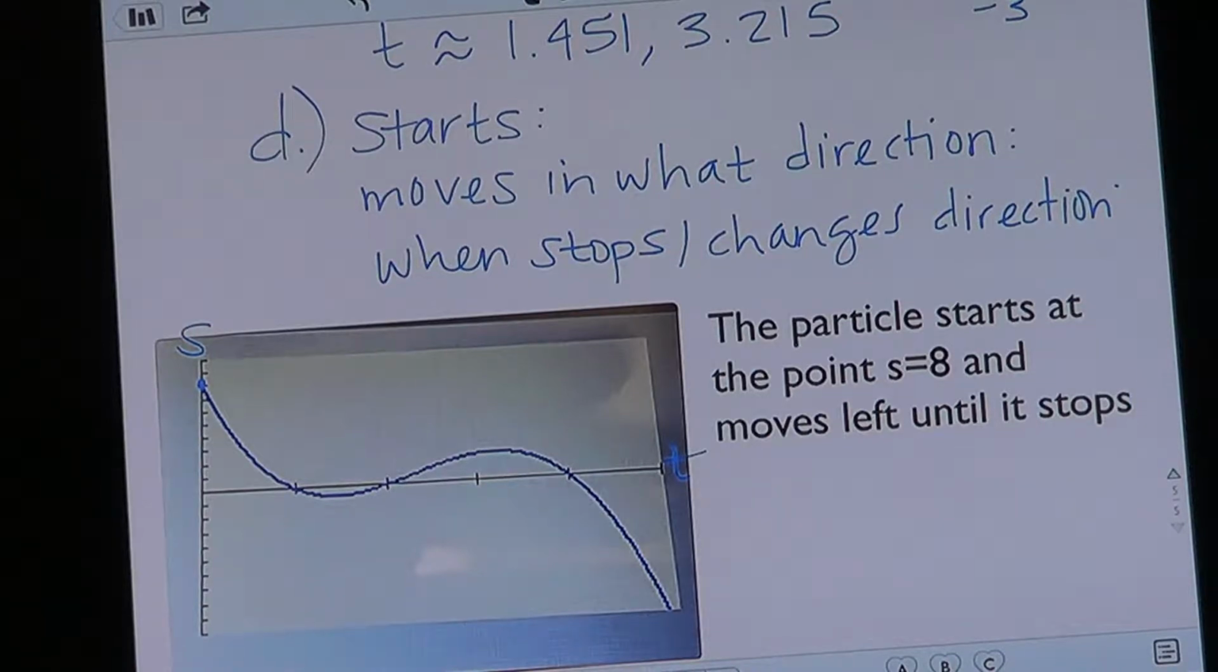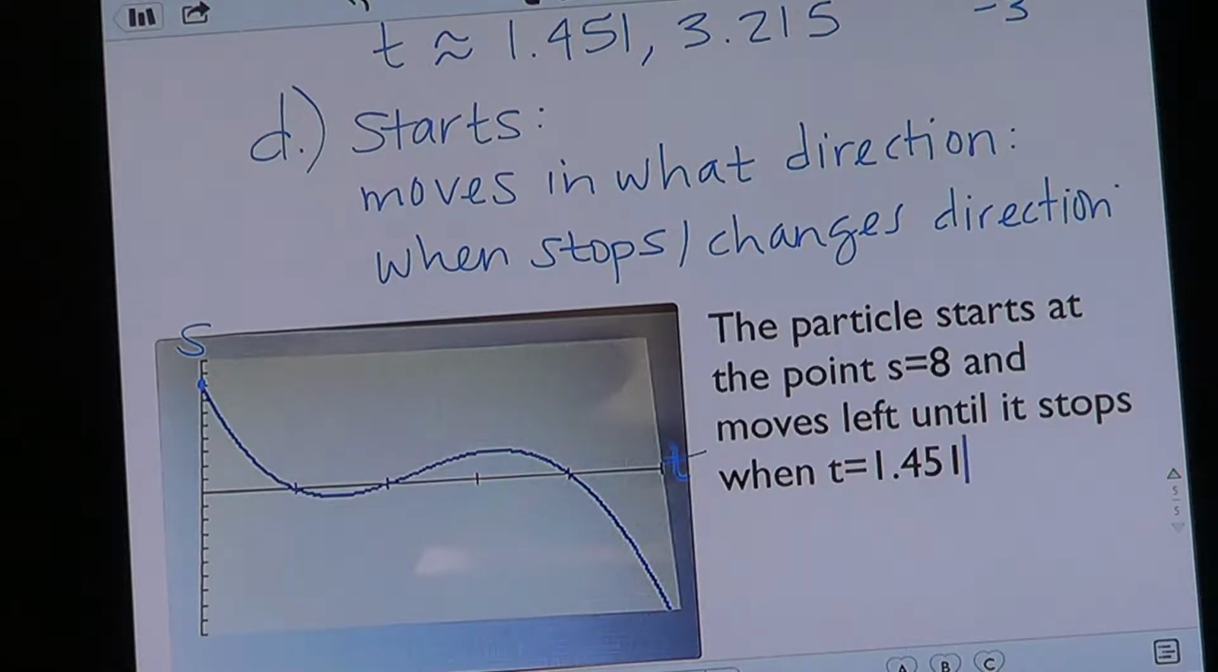In part C, we figured out when the particle is at rest. When did we decide it was at rest? 3.21 or 1.425? Okay, so what would be the first point then? 1.45. Right, so it stops when t equals 1.451.